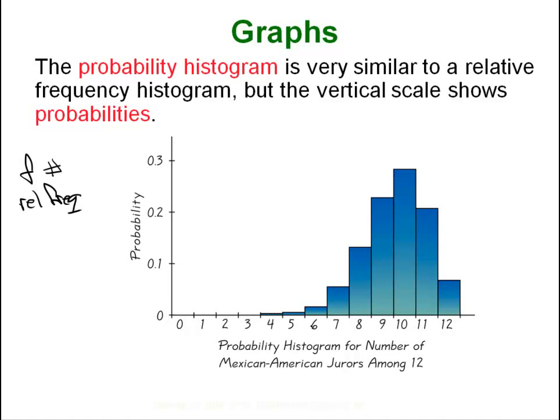What kind of data is this down at the bottom? If we're talking about these numbers here, this is your x, and it represents the number of jurors that are of Mexican American descent. And so your choices are from 0 to 12, because a jury is made up of 12 people. So is this discrete or continuous data? And you go, well, of course it's discrete. We're counting numbers of things.